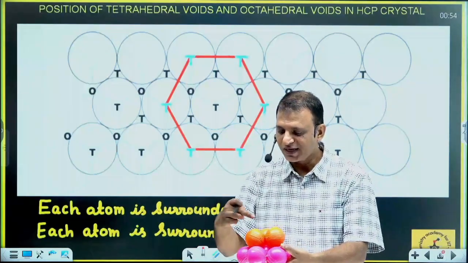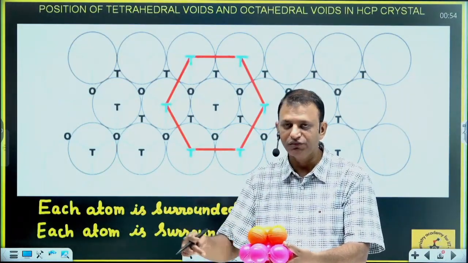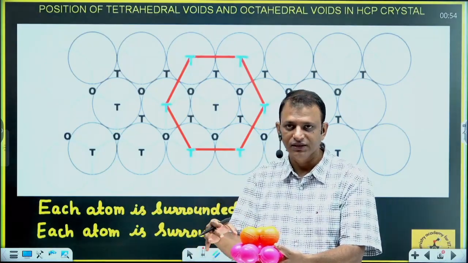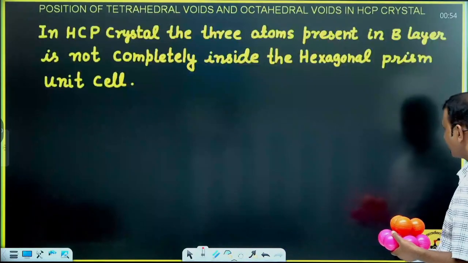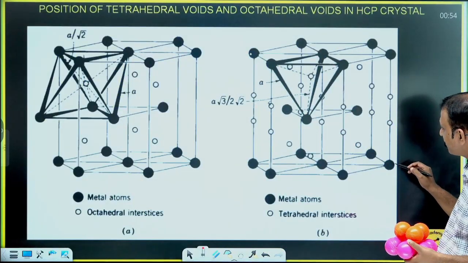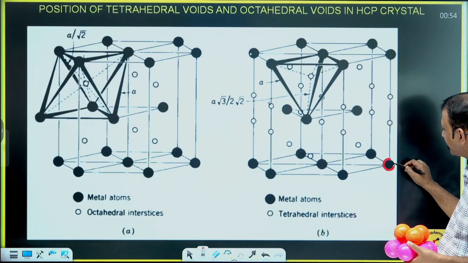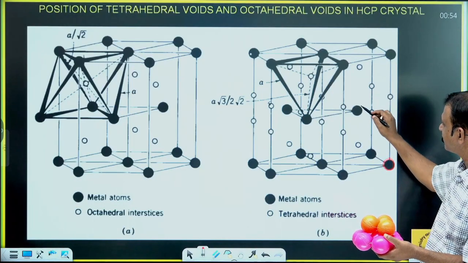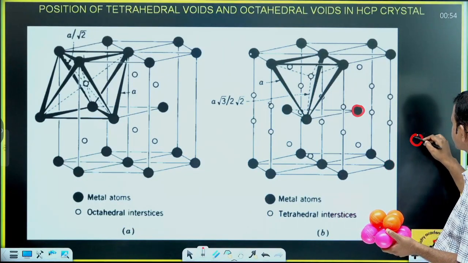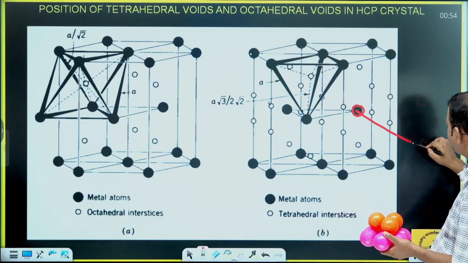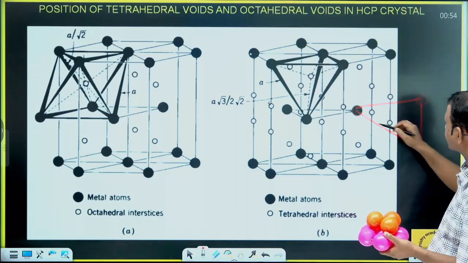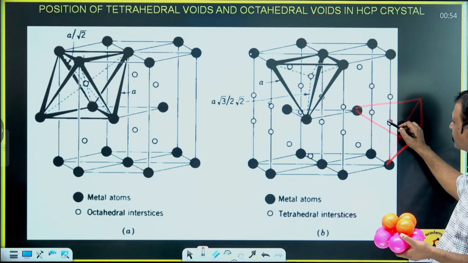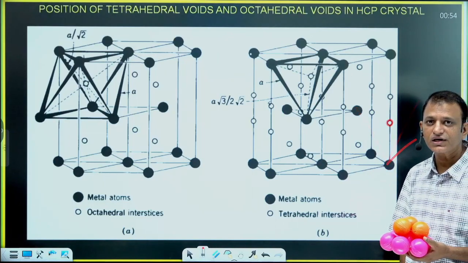So if I combine these three atoms, there is a formation of an equilateral triangle. The two atoms that form the equilateral triangle are outside this one. So if you see here in the diagram, I can show you, we are discussing this position, this atom, and two atoms are outside this, right? So if I combine these three, there is an equilateral triangle, and if I combine, there is a formation of a regular tetrahedron, and the center of this regular tetrahedron is a tetrahedral void.